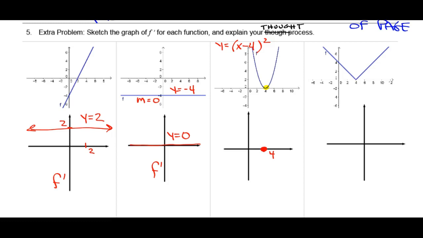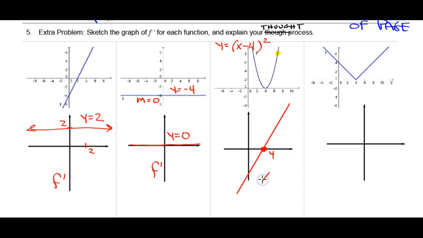Now, as I move over here, as I move this point to the right, the slope is now positive. And as I move farther to the right, the graph gets steeper and steeper and steeper. Guess what, folks? The graph of f prime of x is going to look something like that. The instantaneous rate of change of a quadratic function is a linear function.